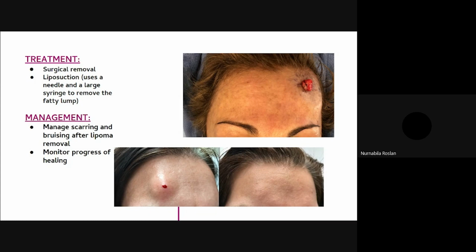The next treatment is liposuction. This treatment uses a needle and a large syringe to remove the fatty lump. For the management of lipomas, we need to manage the scarring and bruising after lipoma removal and also monitor the progress of the healing.